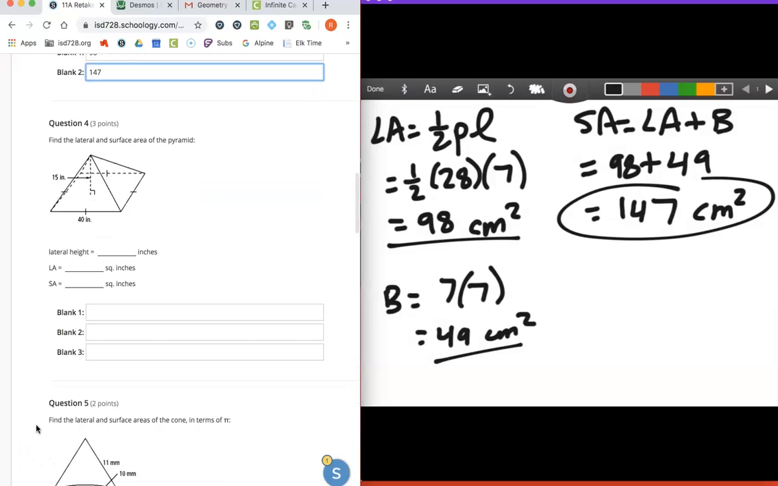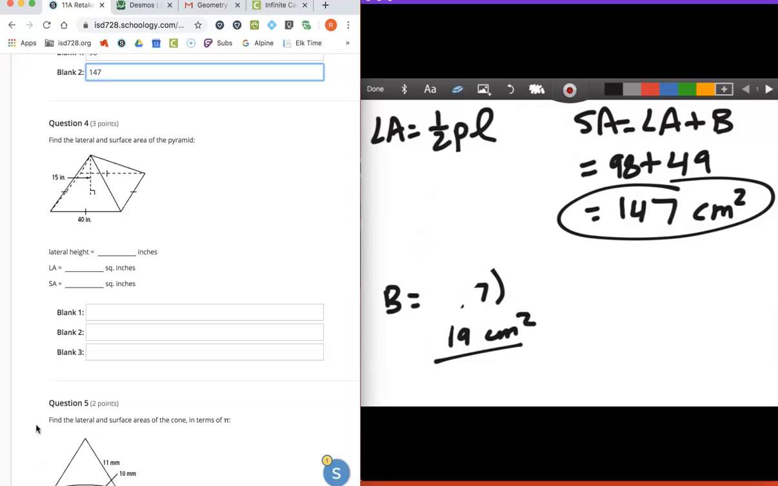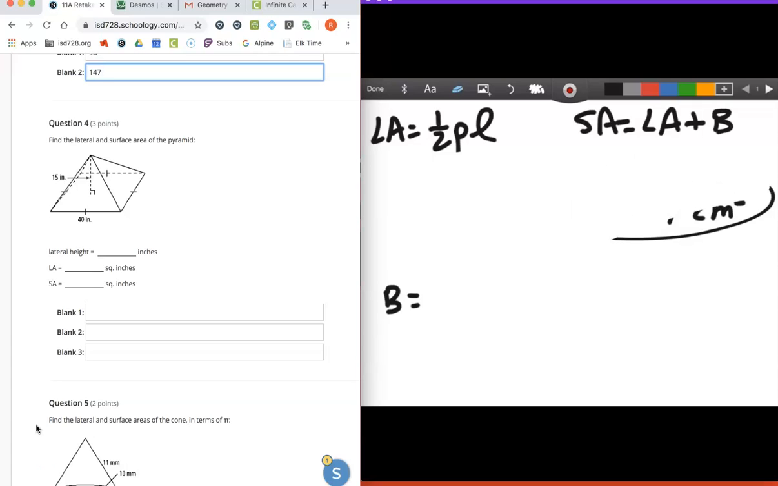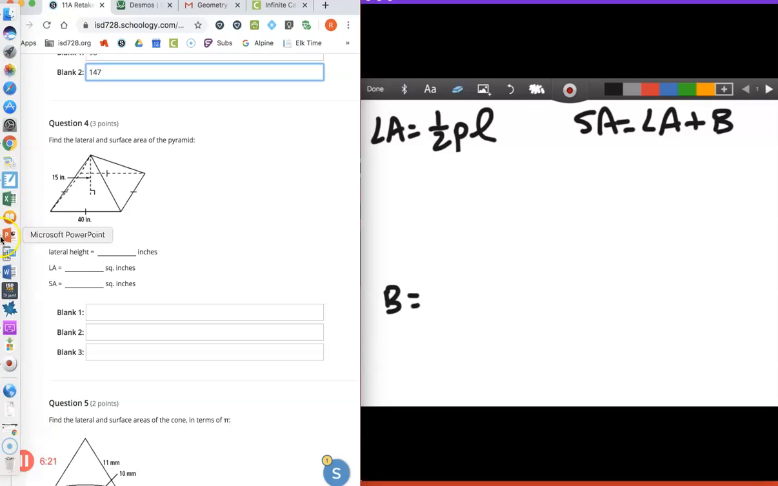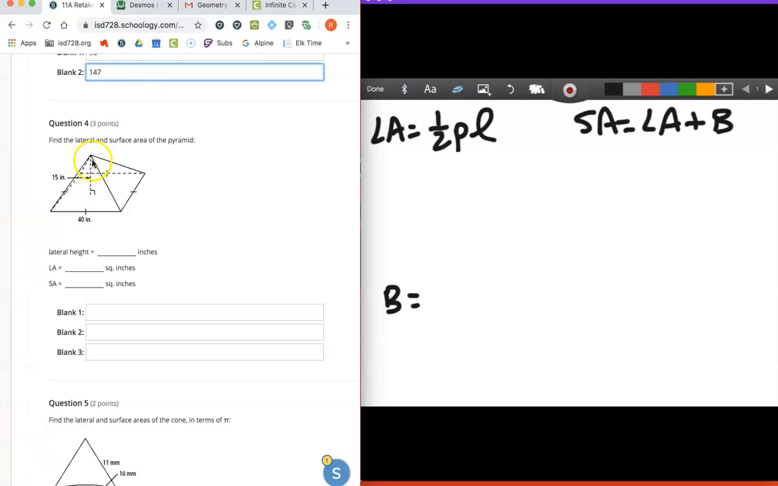So this one's also a pyramid. We have a couple things that stay the same, like our formula for LA and our formula for SA. There's going to be one thing that's a little bit trickier about this one: they didn't give us what l was. They gave us this inside height, which is h. So we have h is 15. And I'm just going to do that off to the side here.